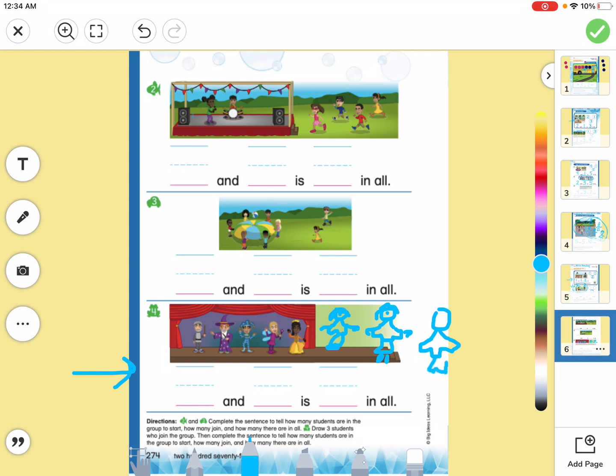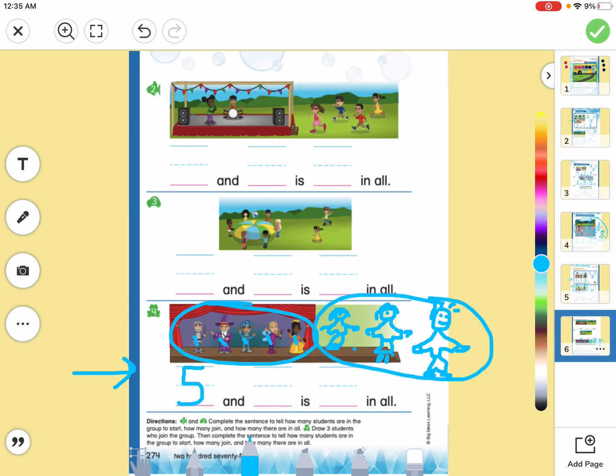We're going to join them. Okay, so draw 3 students who join the group. So you're going to do the same thing. Then complete the sentence to tell how many students are in the group to start. So how many were in the group to start? Let's count them. 1, 2, 3, 4, 5. So you're going to put your 5 right here. That's how many were there to start. How many joined? So this is how many joined. 1, 2, 3. So we put 5 and 3.